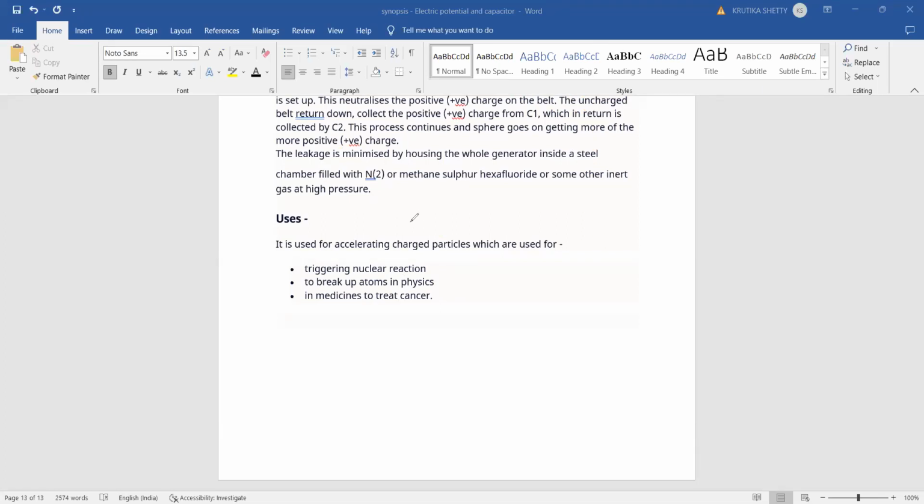Any doubt, students? So in this lesson, we have discussed potential. We discussed potential due to a dipole. Then polar molecules, non-polar molecules. What are polar dielectrics, non-polar dielectrics? Then we discussed capacitors, capacitor series, parallel, energy stored, Van de Graaff generator. So these are the main concepts. Is it clear?